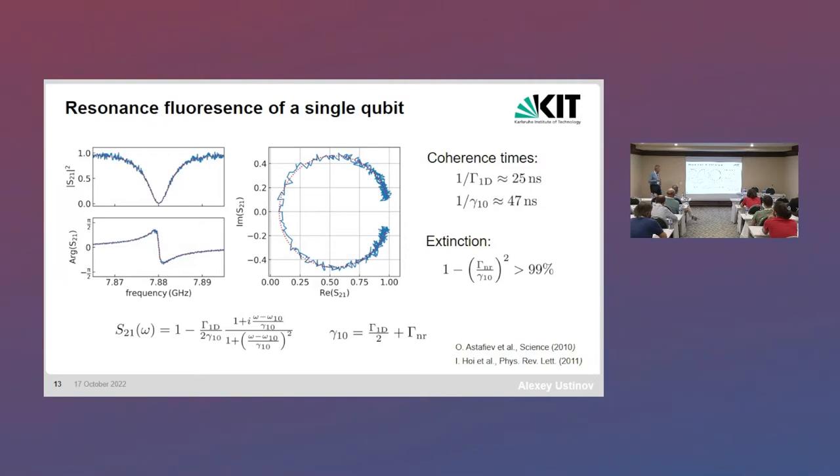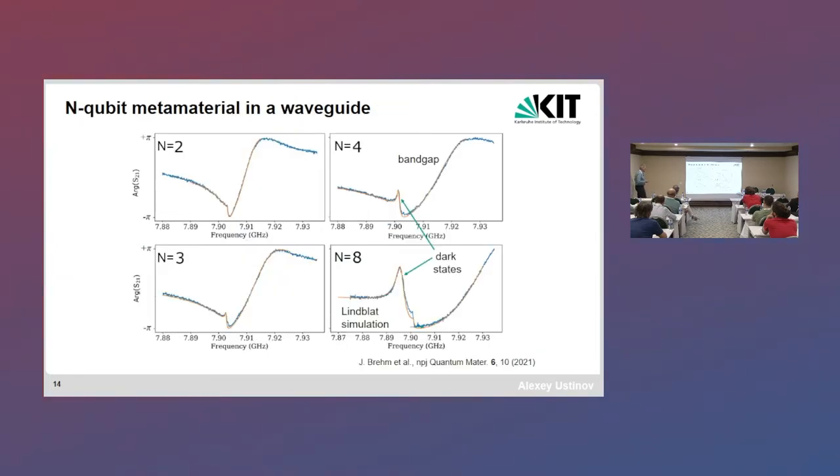So this is an example of single qubit data, very similar to the data of Astafyev. And we basically reach here extinction which is over 99%. So the qubits are very, very strongly coupled, and nearly all the photons which come to the qubit at the transition frequency get reflected back. And you see the dip in the transmission here, and then the corresponding change of the phase. And then one can fit and get all the parameters from the circle fit on the complex plane. Now, let us add more and more qubits and see what happens.